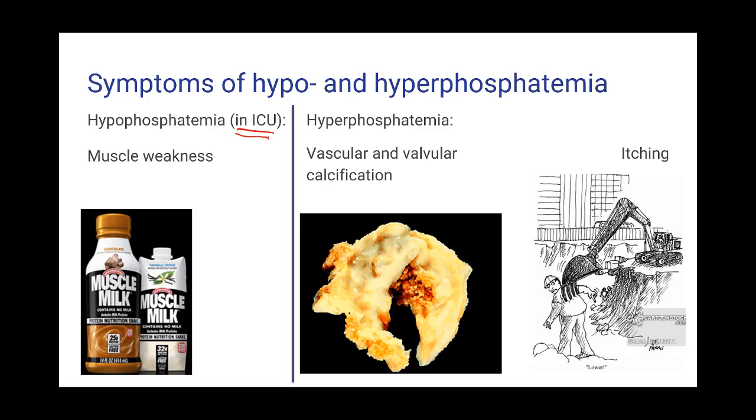Regarding the symptoms of hypo and hyperphosphatemia, in the ICU setting especially, you will see hypophosphatemia, and it does cause muscle weakness and trouble getting off the ventilator, so it's an important element to correct, especially in the ICU setting. Hyperphosphatemia, on the other hand, promotes vascular calcification and valvular calcification. You can see how the valve has kind of become like a bone. And symptomatically, some patients may complain of itching, but that's a very non-specific symptom.